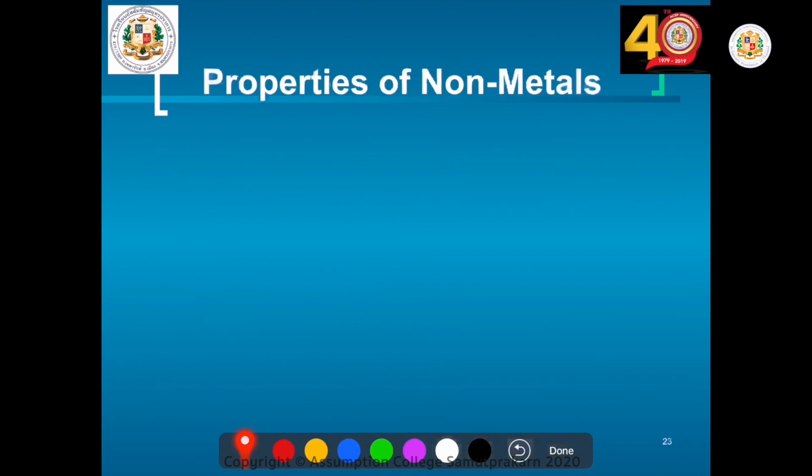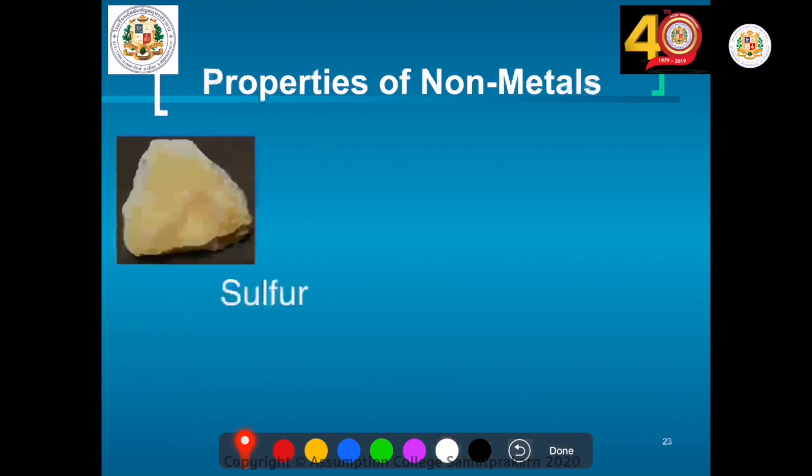Next, we have non-metals. As we all know, non-metals are the opposite of metals. So that means their properties are entirely the opposite of metals. So this one is an example of a non-metallic element. It's called sulfur. Sulfur's color is usually yellow. Okay? This is the element that comes out of volcanoes and it smells bad. Now, non-metals are poor conductors, opposite of metals. So they cannot conduct heat and electricity. These two things cannot flow through them.